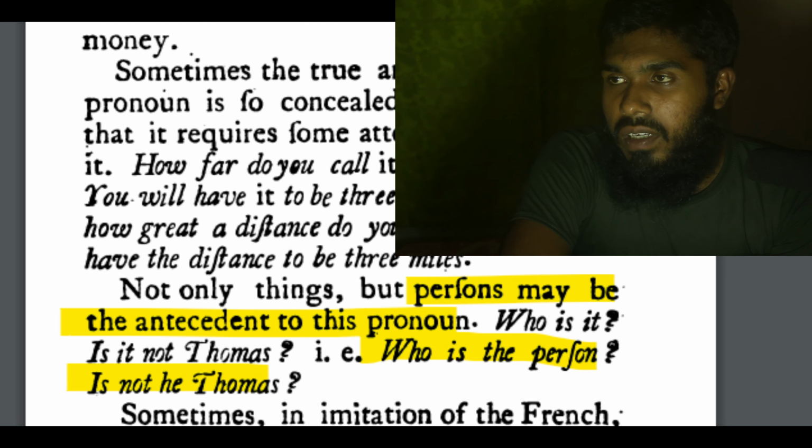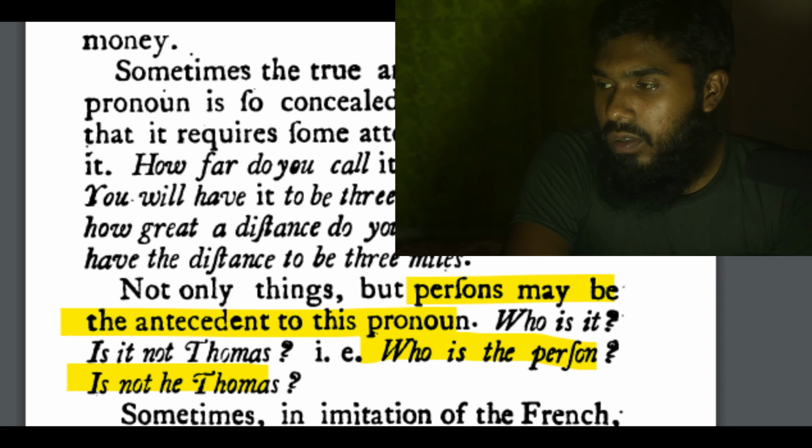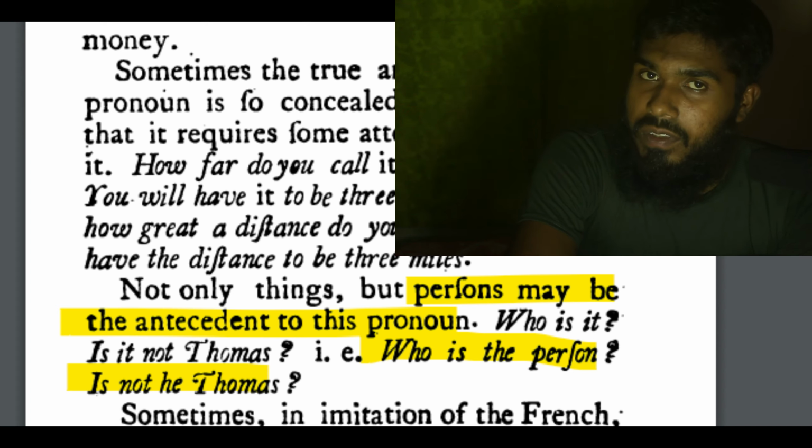The next example, the 22nd, pronouns as antecedents. So not only things but also persons may be antecedent to this pronoun. Who is it? It is not Thomas. Who is the person? Is not he Thomas? So we can see that pronouns can also be used as antecedents.